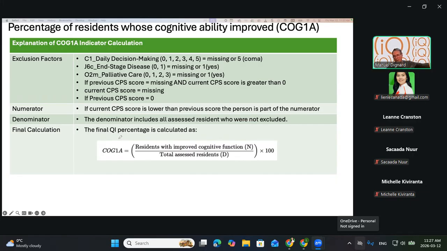You were a 4 3 months ago. They've adjusted your medication since then, and now you're a 3. Your CPS score is lower, meaning your cognition is better. So you will be part, okay? Again, all of these improved indicators, you want higher numbers, right? You want to show improvement as much as possible, right?